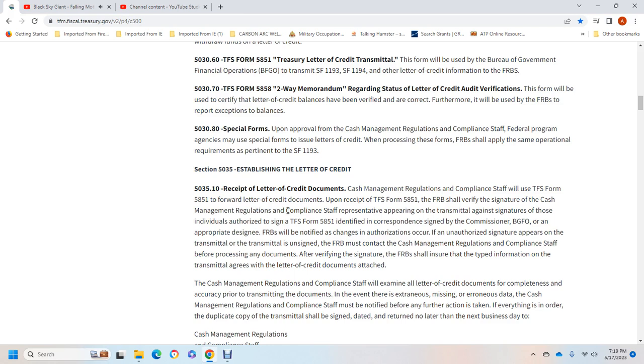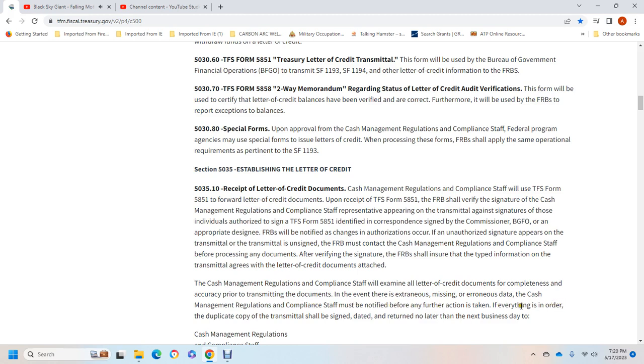If an unauthorized signature appears on the transmittal, the Federal Reserve Bank must contact the cash management regulation compliance staff before processing any document. They verify the signature. The Federal Reserve Bank shall ensure the type of information on the transmittal agrees with the letter of credit document attached. The cash management regulation compliance staff will examine the letter of credit document for completeness and accuracy prior to transmitting the document. In the event of extraneous information, missing information, or errors, the cash management regulation compliance staff must be notified before any further action.